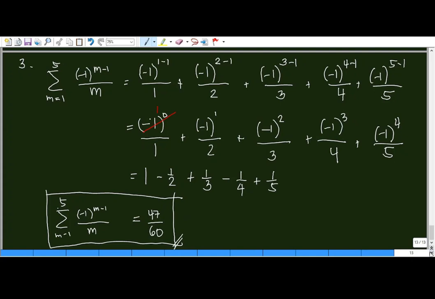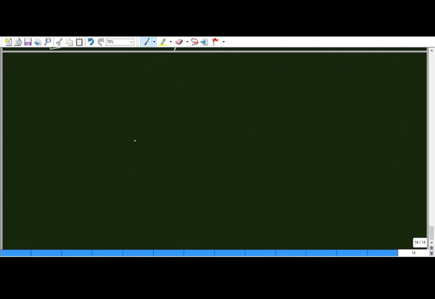Okay, let's try another problem. I think this is the last under sigma notation. So let's try number 4, the sum of 2 raised to i plus 1 from 0 to 5.